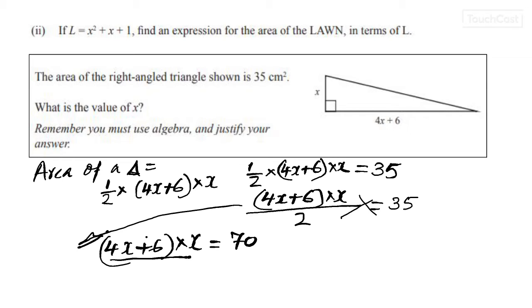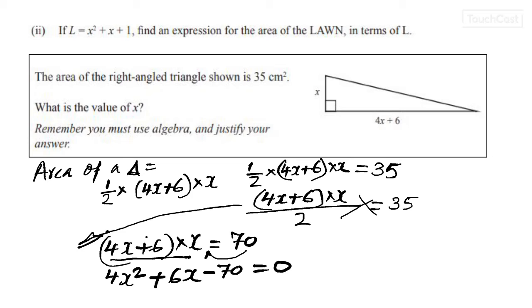I'm going to expand it. That'll give me 4x squared plus 6x. And if I bring this positive 70 to the left hand side, just to balance the equation, that should give you 0. Now we have to factorize. Just a reminder, before you solve any equation, we've got to make sure the right hand side of the quadratic equals 0. Please remember that.